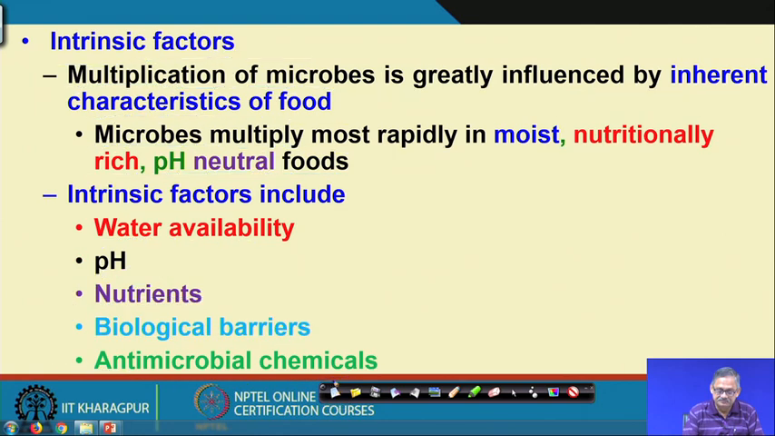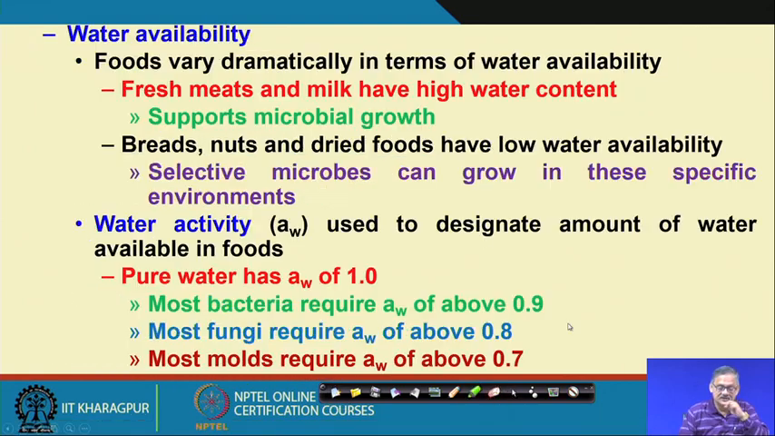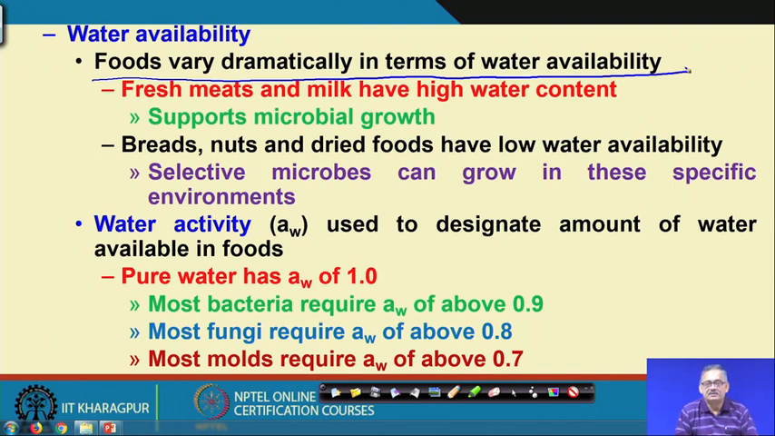Now, let us look into what it says. Water availability: foods vary dramatically in terms of water availability. Some foods have 90, 95, 98%, some foods may have around 50, 60%, depending on the food, right. Nuts, for example, have very low moisture. That is why when you go to the shop and ask for nuts, you do not know when they were supplied.